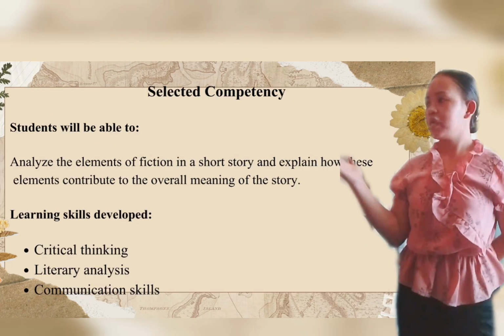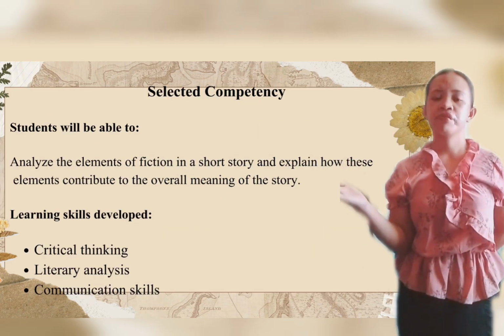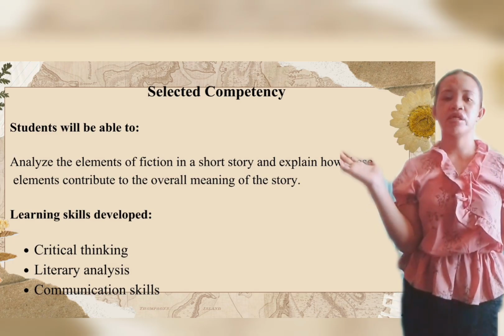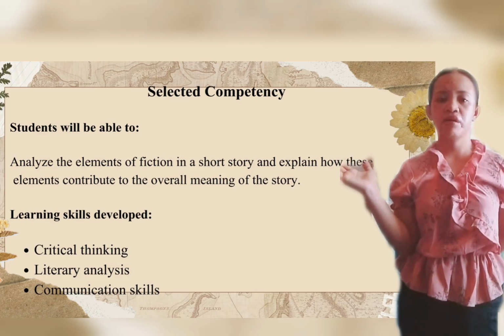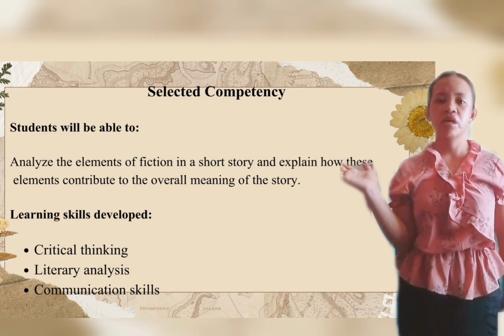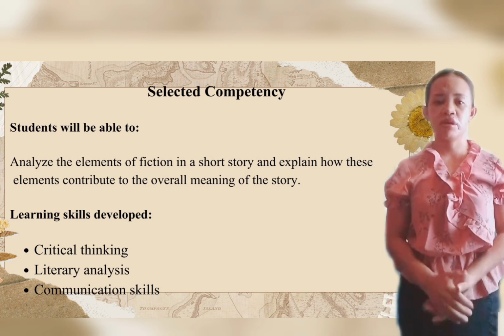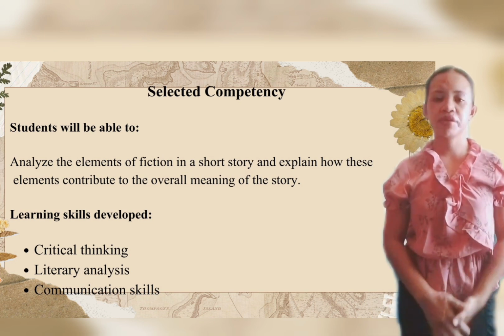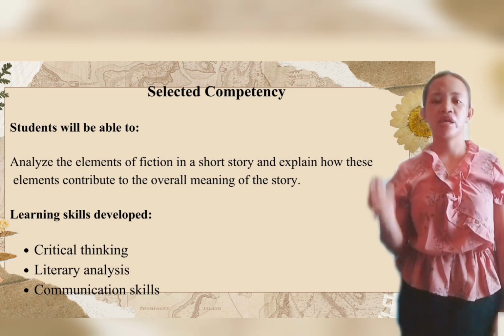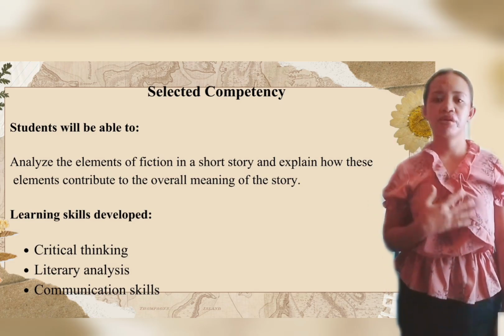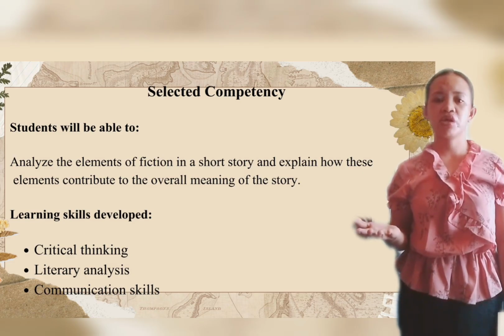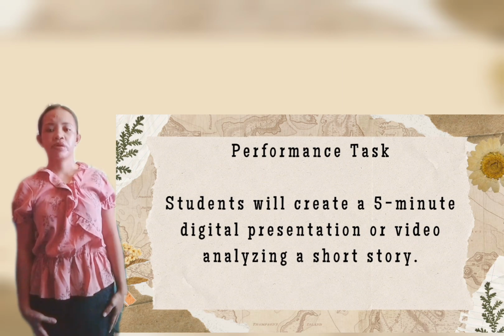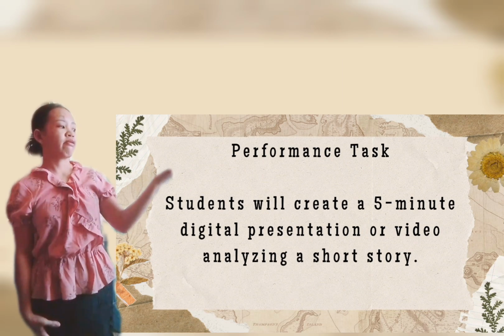So we have here the selected competency. The selected competency for this assessment is: students will be able to analyze the elements of fiction in a short story and explain how these elements contribute to the overall meaning of the story. These competencies help students develop critical thinking, literary analysis, and communication skills, which are important learning outcomes in literature education. So let's proceed with our performance task.